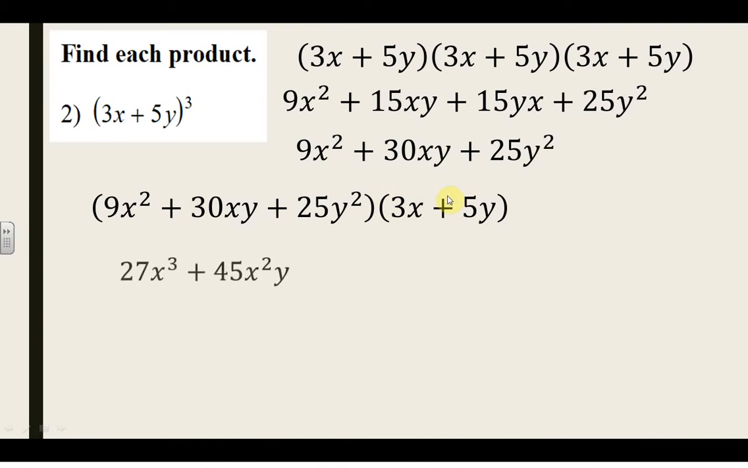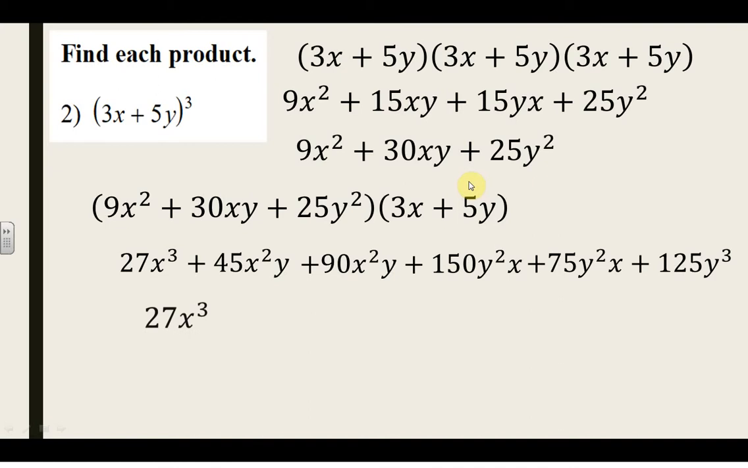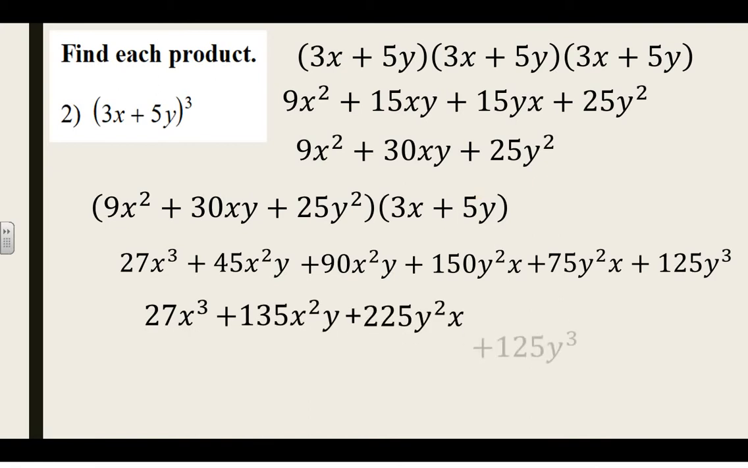Either way you want to go, doesn't matter. You can go the 3 all 3 ways, or you can go the 9. I did the same thing: 30xy multiplied by the second quantity. Then I did 25y squared, multiplying. Boom, there it is. Then you combine like terms. That comes down, those combine. The y squared's combine, and the x combines.